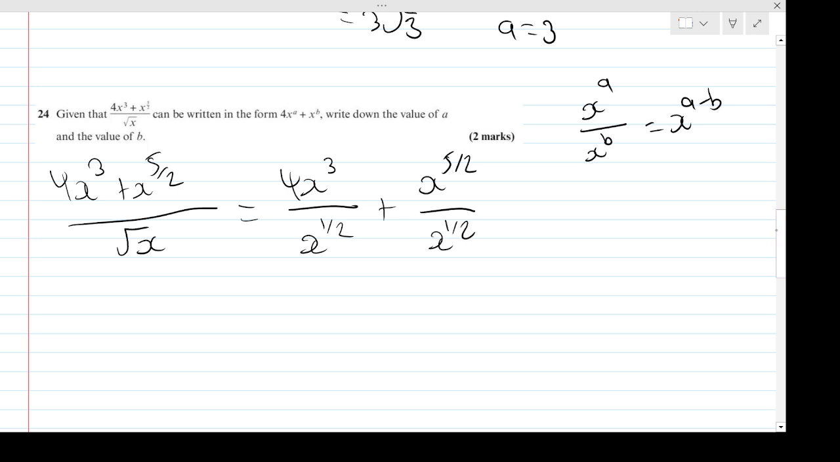And now we have exactly powers, so now we can take them away. Well, then for the first fraction bit, I have 4 over 4, that's it. And then we have x cubed over x to the half. So I'm going to do x to the 3, take away a half. And for the second, that should be x to the 5 over 2.